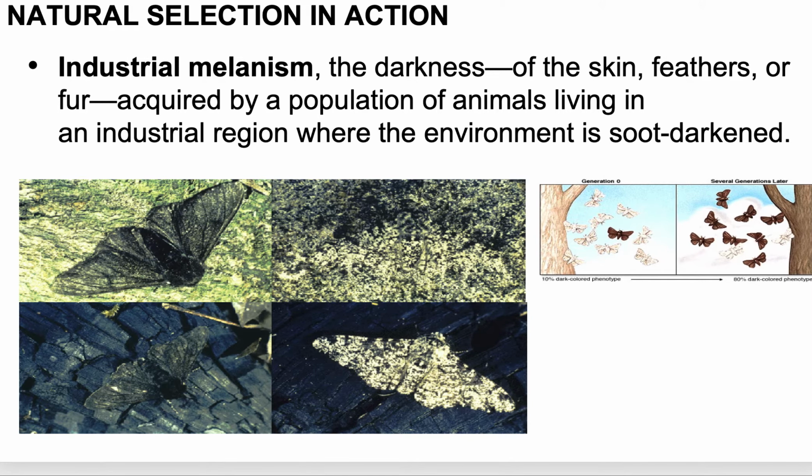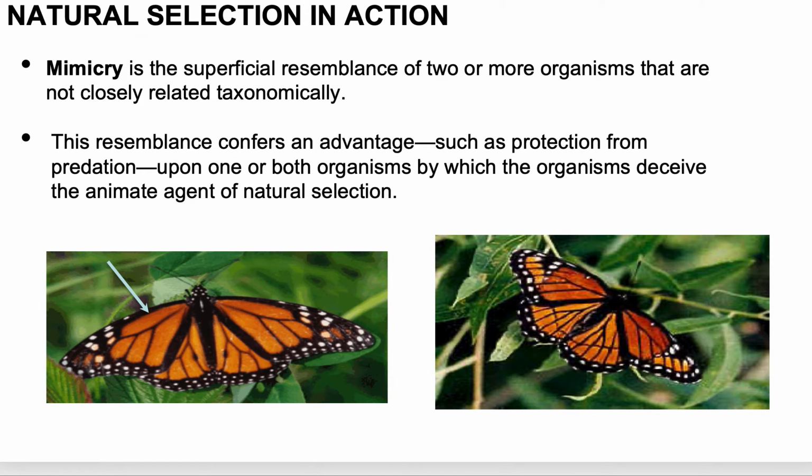All right, next up is industrial melanism. It's the darkness of the skin, the feathers, or the fur. It's acquired by a population of animals living in an industrial region where the environment is soot darkened. And we've already talked about this example a few slides ago of the peppered moth, so I won't go back over it again.